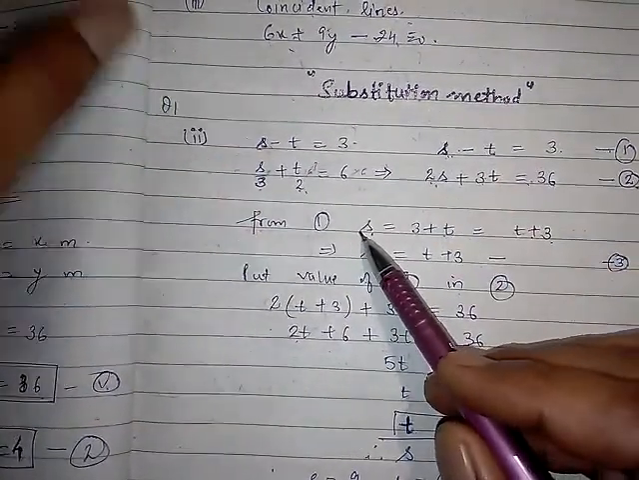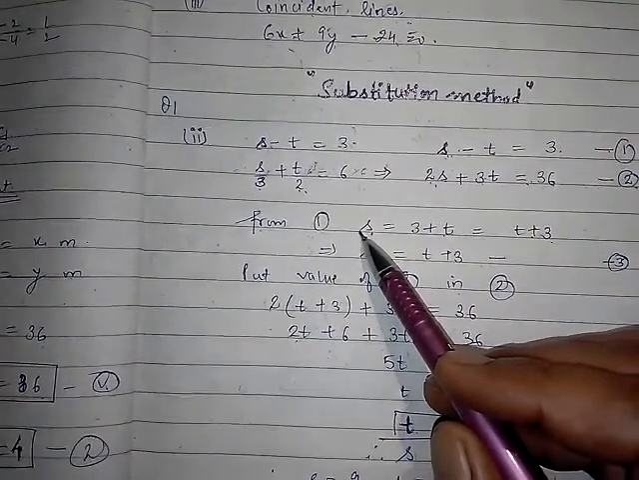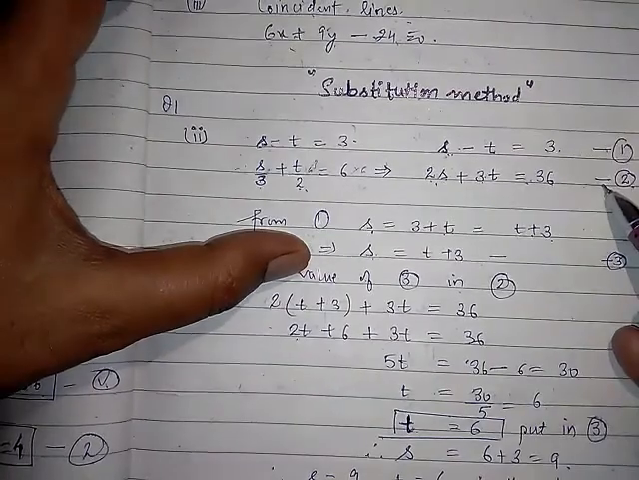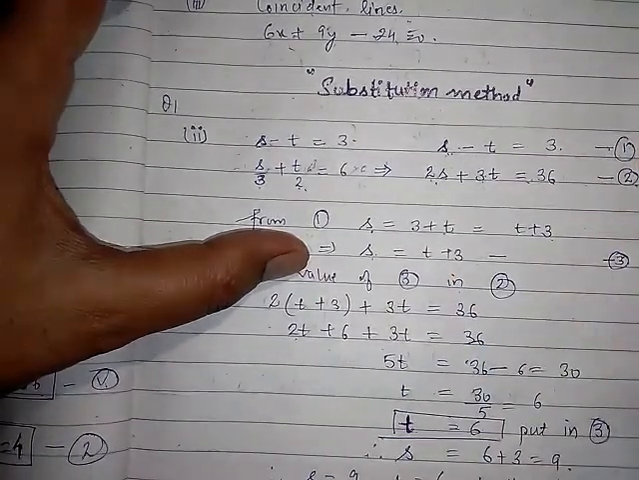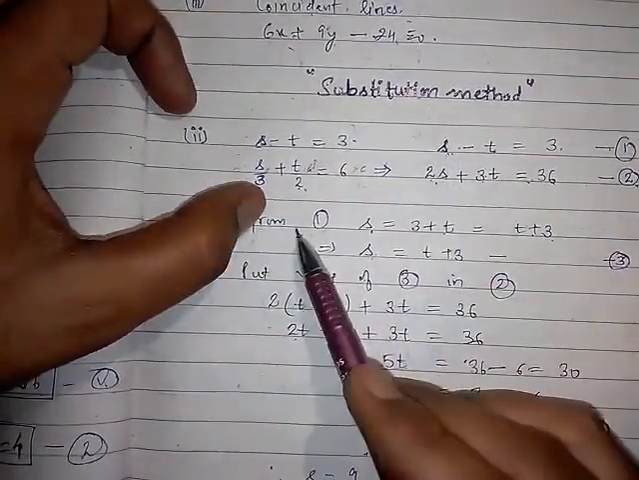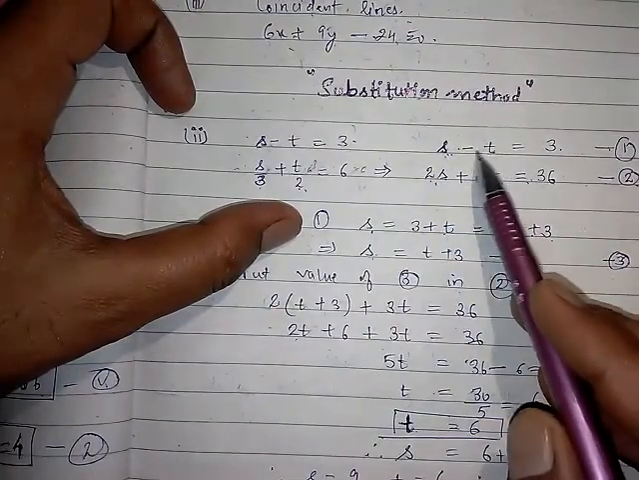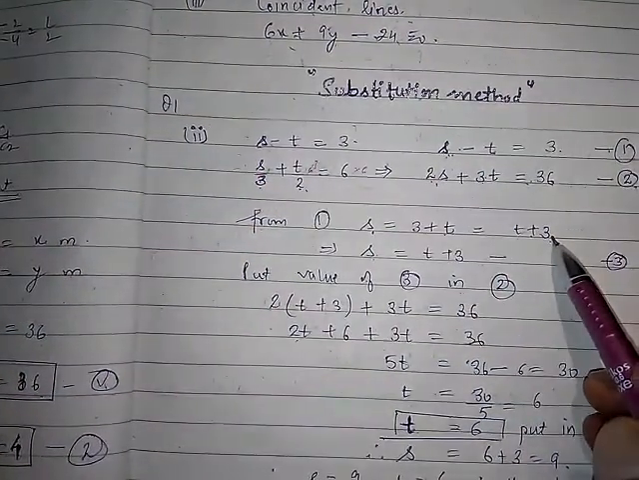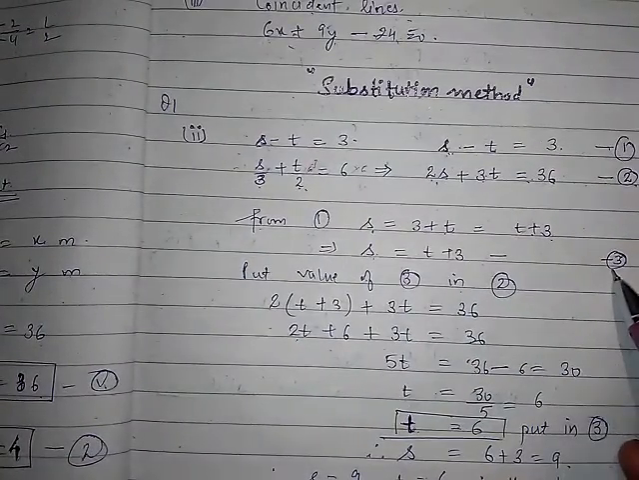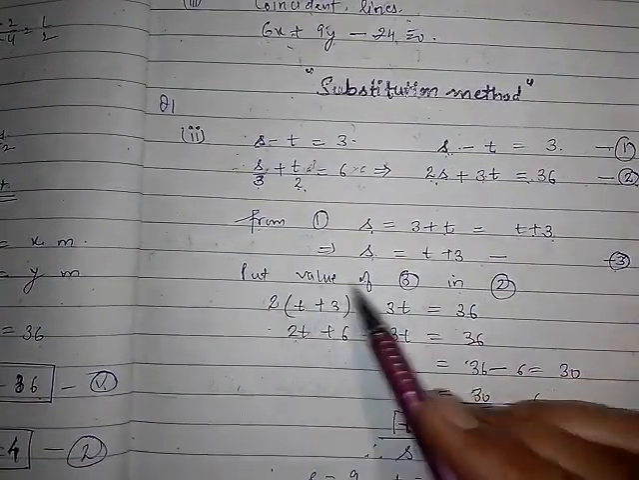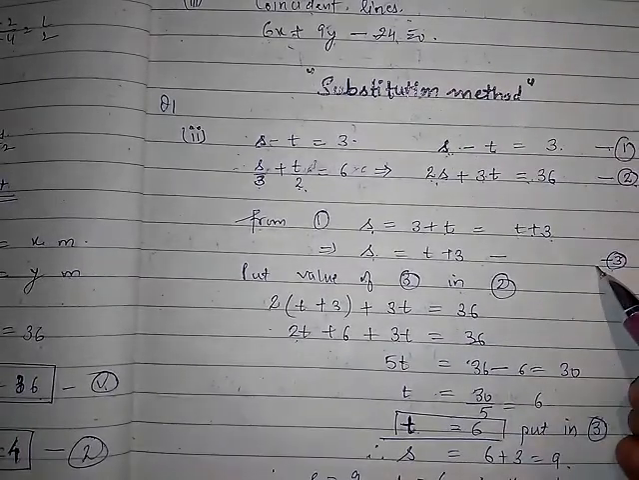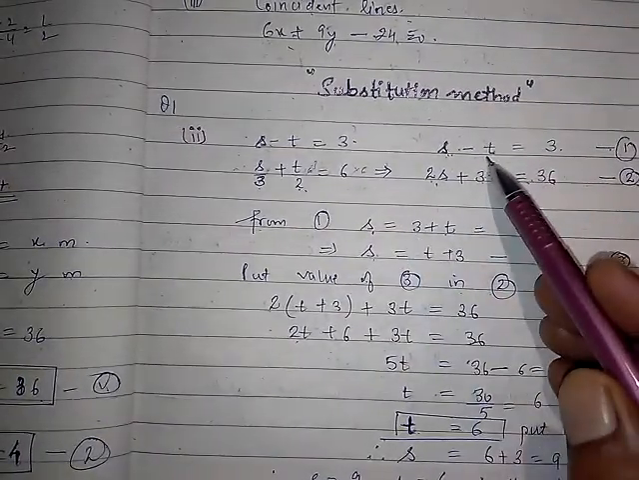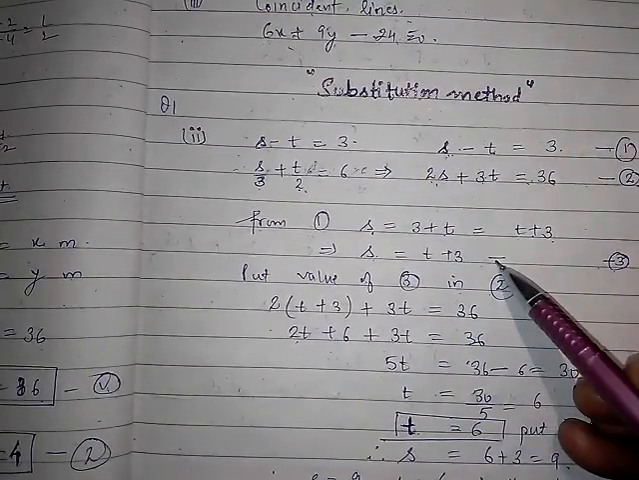Always try to solve the question with a simple method. Otherwise you can take out the value of s from equation number 2 also, which I will show you later on the next page. So from equation number 1, s will be equal to minus t, we will shift that side, which gives t plus 3. Clear? So give it equation number 3. Now put the value from 3 in 2. If you take out the value of s from 1, then you need to put the value of s in 2.